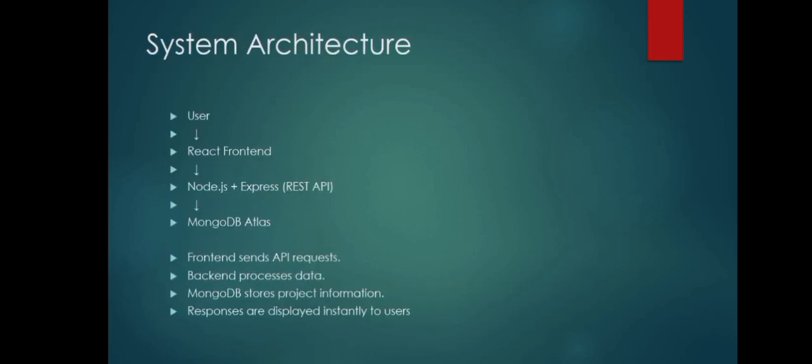System architecture. This slide explains how the application works internally. The user first interacts with the React frontend. Whenever the user performs an action such as logging in or placing an order, the frontend sends an API request to the backend developed using Node.js and Express.js. The backend processes the request, performs the required operations, communicates with MongoDB to retrieve or store data, and finally sends a response back to the frontend. The frontend then updates the interface instantly and displays the results to the user.